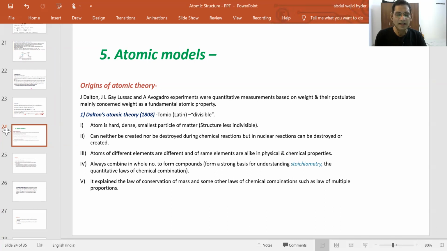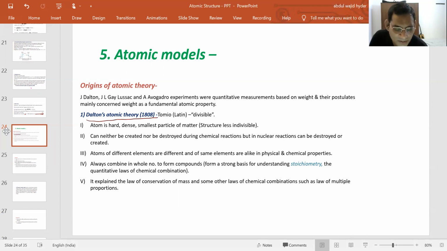Now see, in the origins of atomic theory, the first topic is John Dalton's atomic theory, 1808. He gave this theory in 1808. Atom is derived from the Greek word atomos, sorry, the Latin word tomio. Tomio means divisible. Since the atom was considered indivisible, they gave that particle the name atom. That is a Latin word.